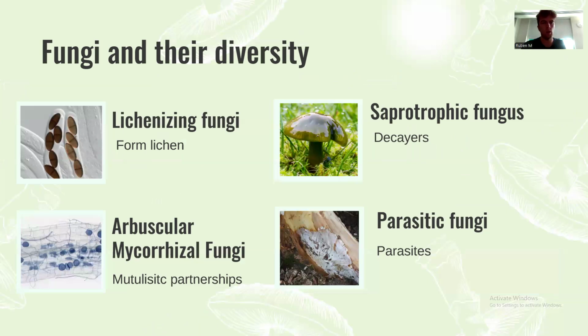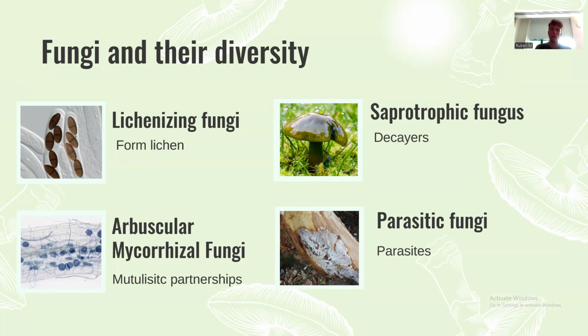I'll start off by talking about fungi and their diversity. Fungi are a very diverse kingdom. All fungi are heterotrophs, meaning they must obtain their nutrients from an external source, and they usually form an association with a partner to get these nutrients, or they're decayers.